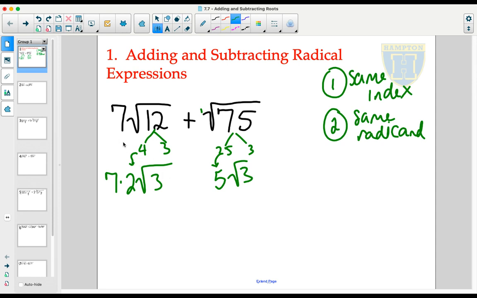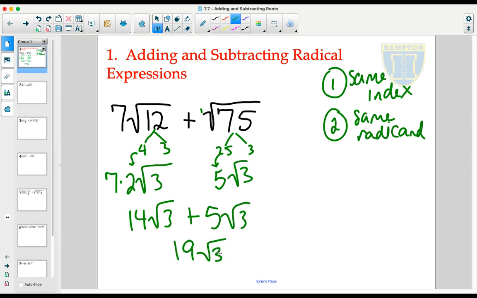Now our radicands match. So once we were able to do that factorization with the 12, we have our two radicands that match. This is 14 root 3. This is 5 root 3 for a grand total of 19 root 3. Notice that the inside does not change. That is reserved for multiplication and division. The addition and subtraction of radical expressions does not change the radicand. It only changes this number on the outside, as that is the number that we are actually combining.